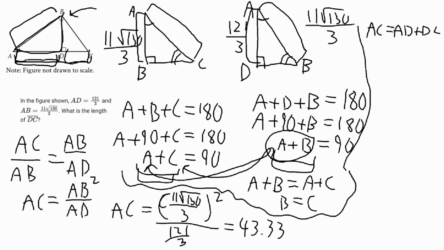And then I can just fill in the blanks here, right? So I know that AC is 43.33, and that's equal to AD, and AD is 121 over 3, plus DC. I can't really fit that in at the end, but that's DC at the end. So then all I need to do here is subtract 121 divided by 3 from both sides here, and if I do that, I get that DC is equal to 3.